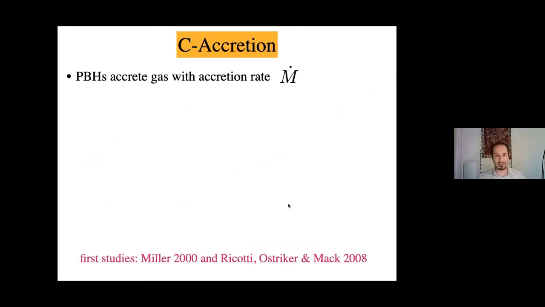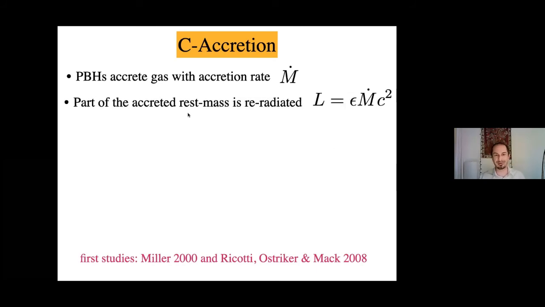Okay, so let's move on to the last topic, which is primordial black hole accretion. So the overall picture, which was first described in these two publications: primordial black holes, just like any black hole, if you put them surrounded by gas, will accrete with some accretion rate. So the first step is to compute this accretion rate. Part of this accreted rest mass will be re-radiated. So this is a luminosity. This epsilon here is a radiative efficiency. So the next step of the game is to compute this efficiency.